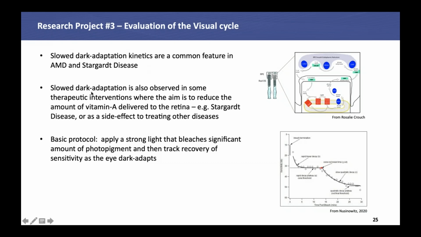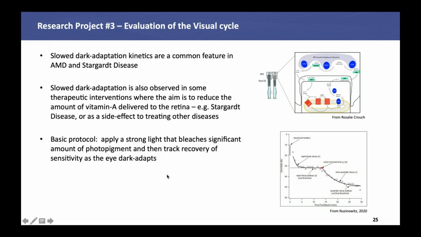The slow dark adaptation kinetics are also observed in some therapeutic interventions that we are using. For example, in Stargardt's disease, one of the things that we need to do is reduce the availability of vitamin A. And so we're looking at the effects of those restrictions on dark adaptation kinetics, and also slow dark adaptation is observed in some other diseases like cystic fibrosis, where they're being treated with fenretinide, which is known to slow the visual cycle.